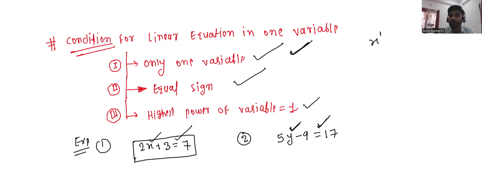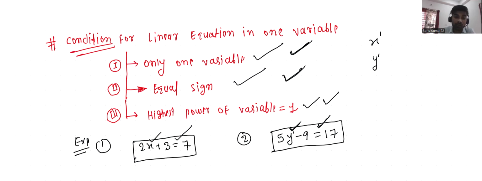Now, talking about the highest power of the variable, here y is given. It means you can write y raised to 1. It means the highest power of the variable is also 1. It means this is also a linear equation in one variable. This is also true. Now, talking about the third example.